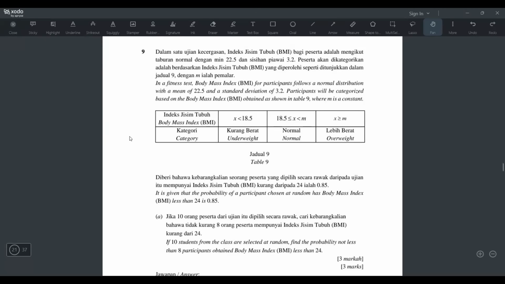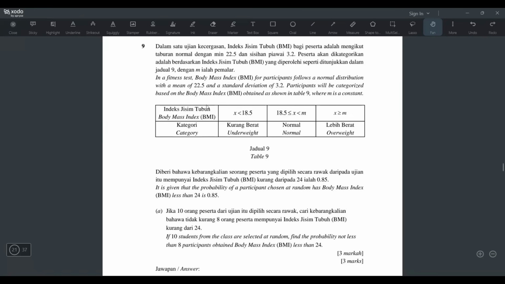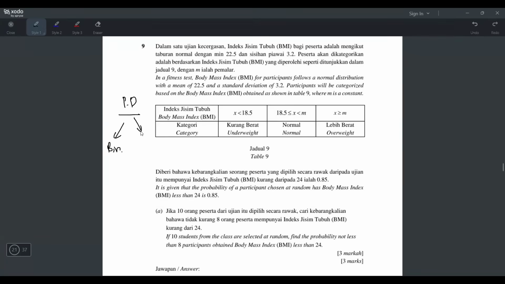Okay, I want to do number 9 now. Number 9 is also worth 10 marks because this is section B. All questions are worth 10 marks. This one is a probability distribution question. When we are doing probability distribution, our first job is to check whether it's a binomial question or a normal question first.